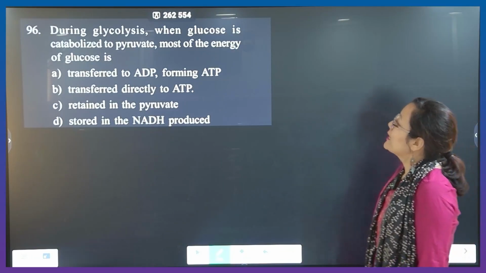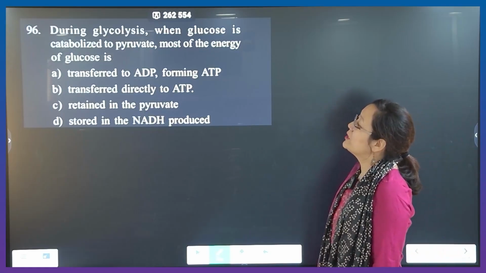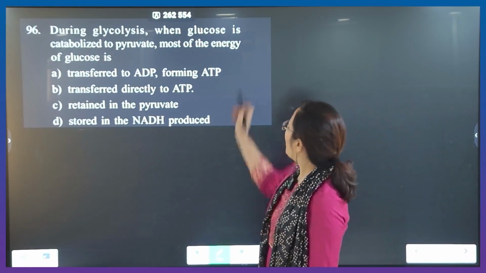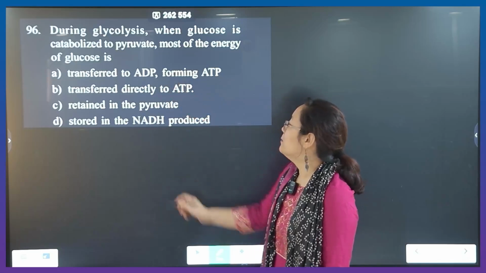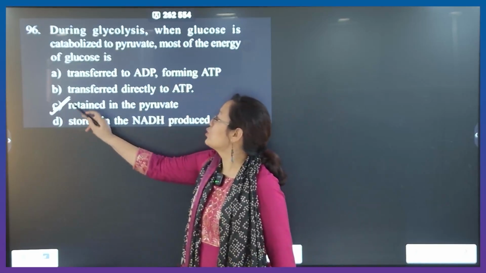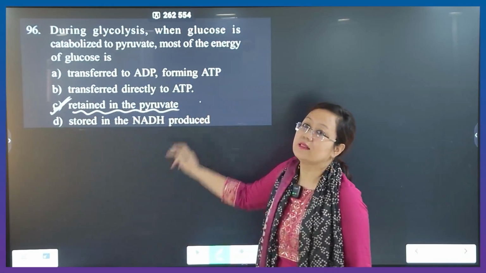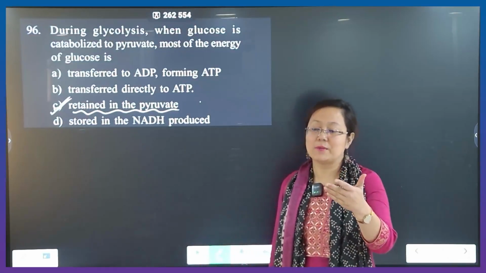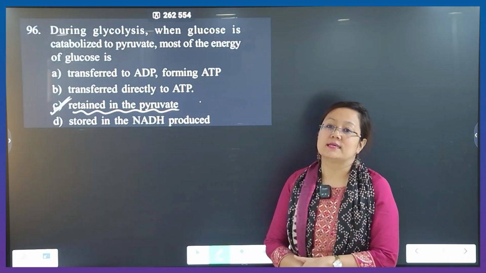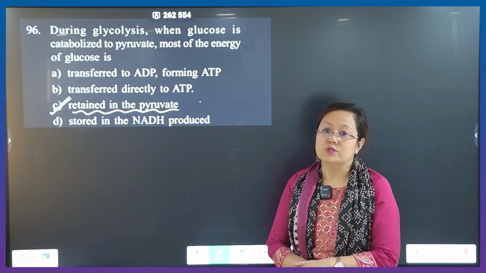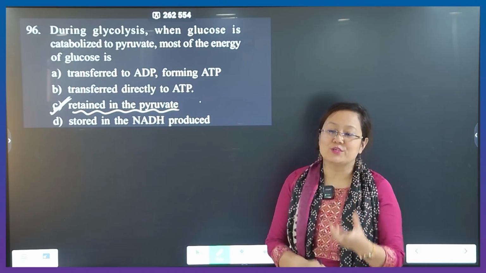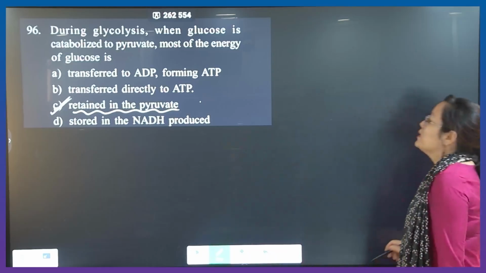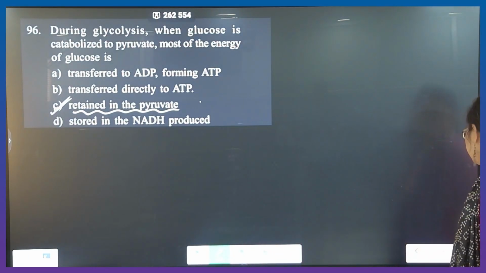Next, during glycolysis, when glucose is catabolized to pyruvate, most of the energy of glucose is retained in the 2 molecules of pyruvate. Glucose was 6 carbon, and then in glycolysis it has converted to form 2 pyruvate. So that 2 pyruvate will again enter the further process of aerobic respiration. Okay, so it is retained in the pyruvate.